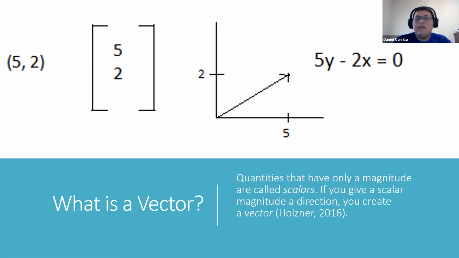Therefore, any two vectors at any point in space that have the same magnitude and direction are equal. This property is called vector equality. If you look at the top images, starting from the far left, we are able to represent vectors in different forms. We can represent a vector as a point or ordered pair, as a matrix, as a graph, or as an equation.